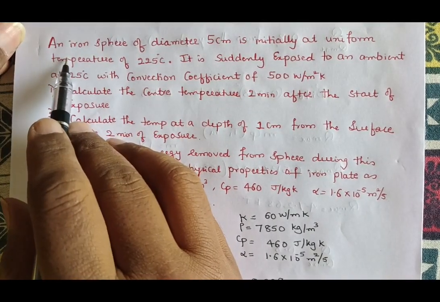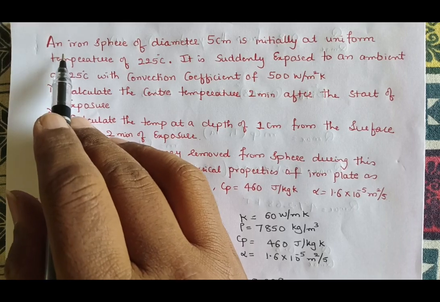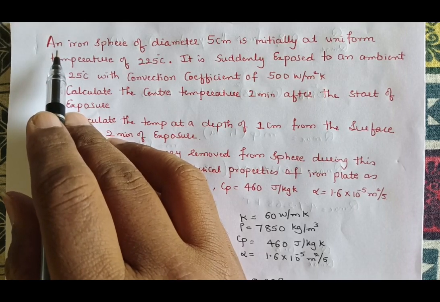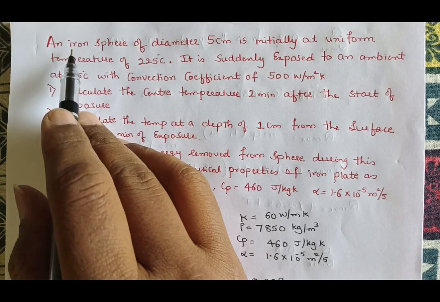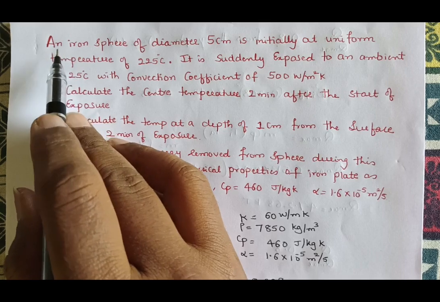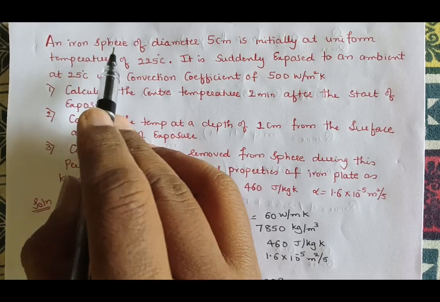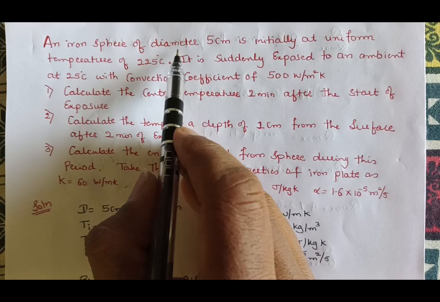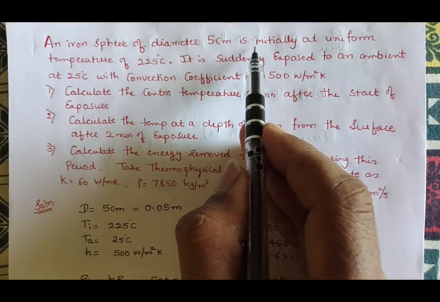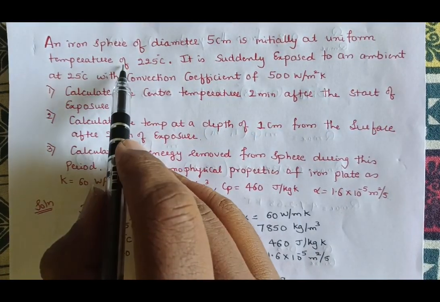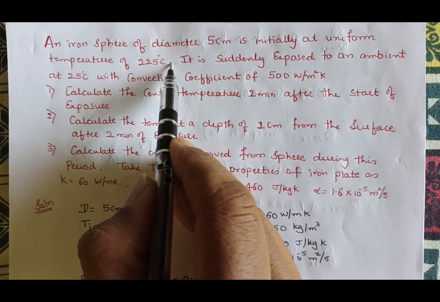This question is taken from the heat transfer subject, VTU model question paper 2. This is question number 4b. An iron sphere of diameter 5 centimeter is initially at a uniform temperature of 225 degrees centigrade.